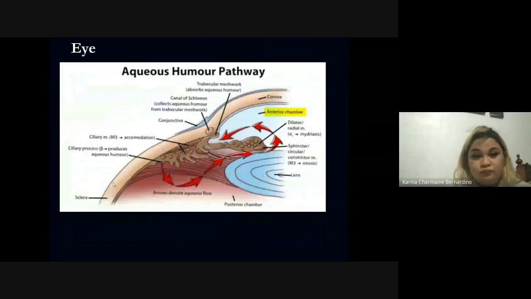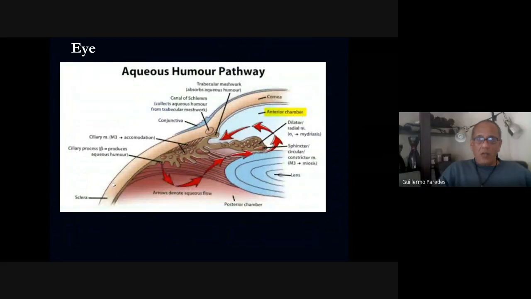Now we have a transverse cut looking at the eye from above. So this is anterior, this is the cornea, this is the sclera, this is the lens, and the anterior chamber. All this is the posterior chamber. And what do we have in the posterior chamber? The ciliary body. Can you see these lines here?